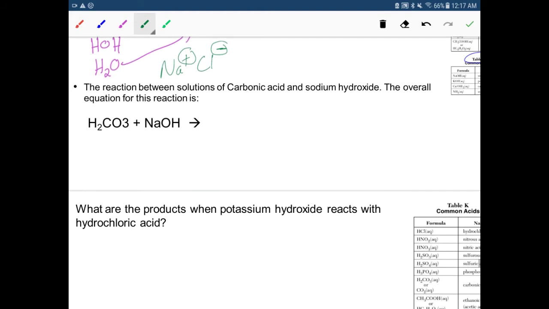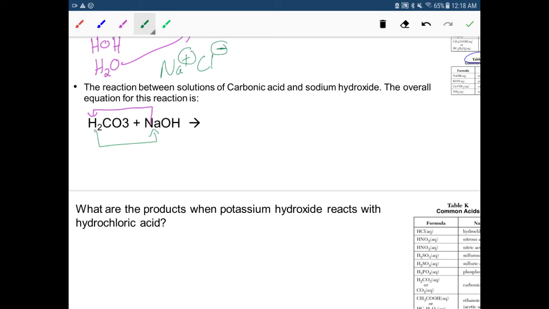The next reaction here is between solutions of carbonic acid and sodium hydroxide. I feel like these kinds of questions are what throw some students off, so let's see why. Remember that this is a double replacement reaction, where parts of the reactants switch places. So the Na will switch places with the H2, and the H2 will switch places with the Na.